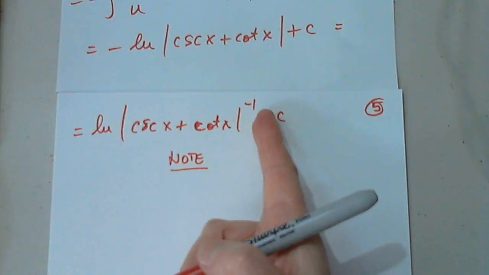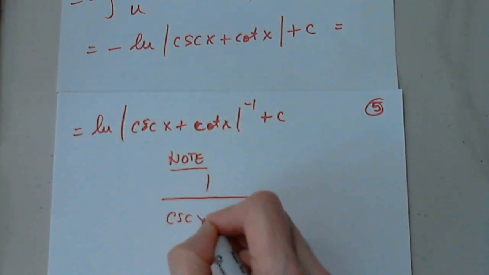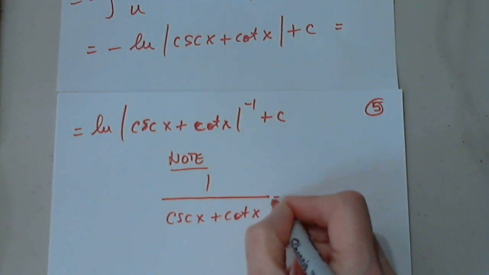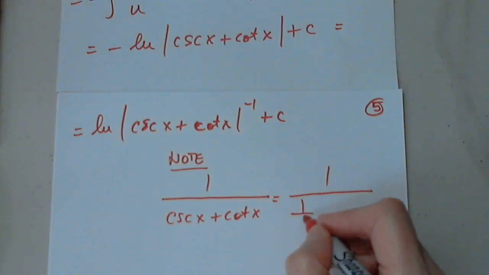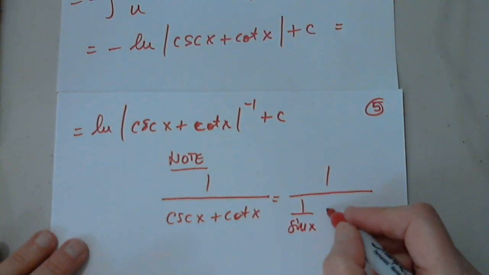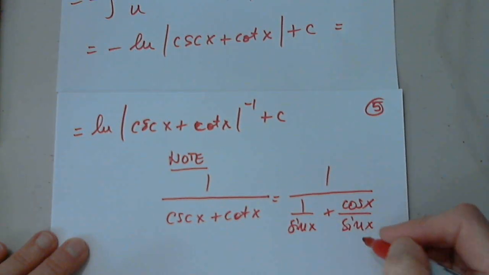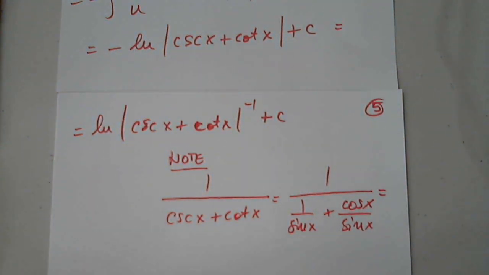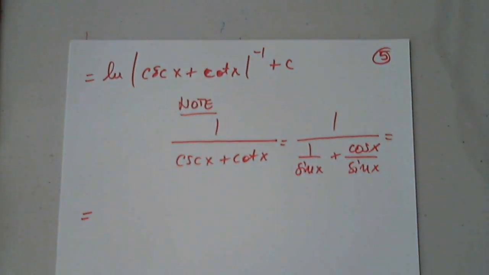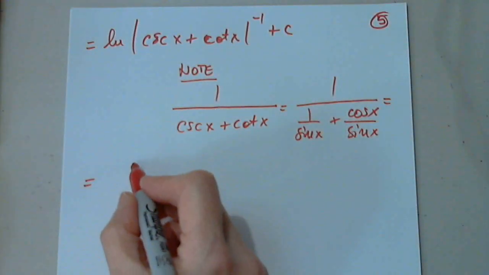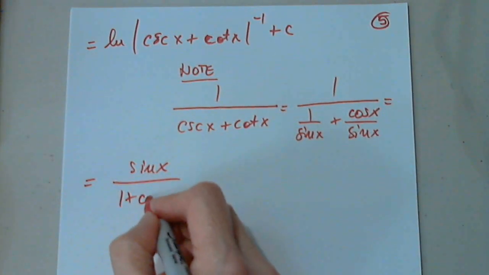Cosecant plus cotangent raised to -1 is 1 over cosecant x plus cotangent x, which is 1 over 1 over sine x plus cosine x over sine x. They have the same denominator. I will flip. So I have sine x over 1 plus cosine x.